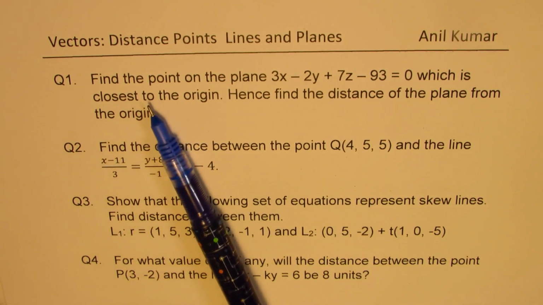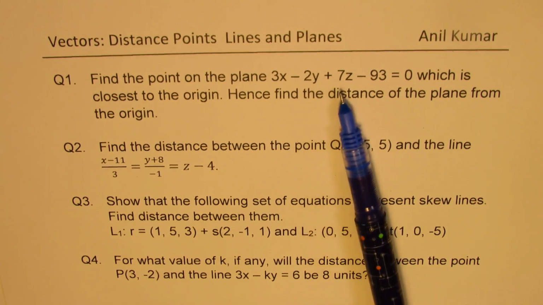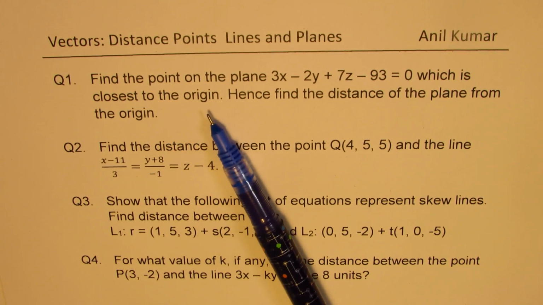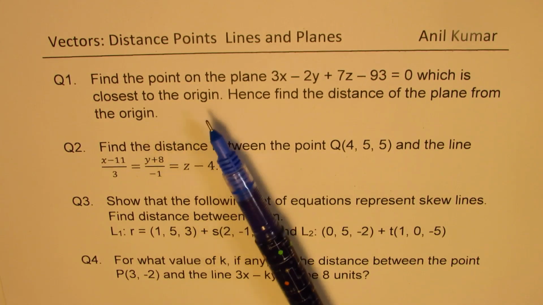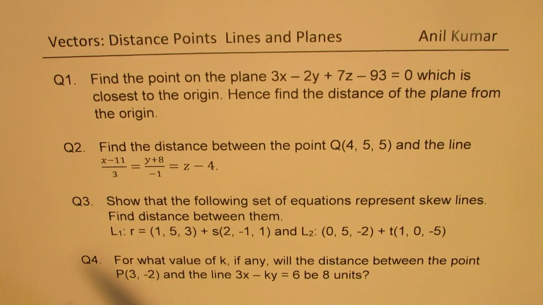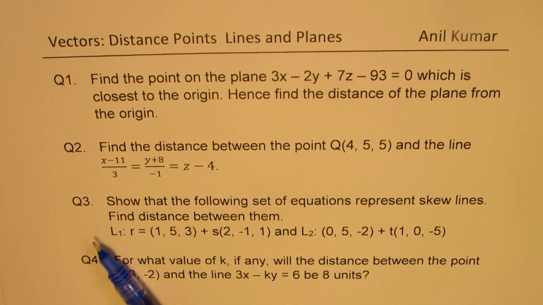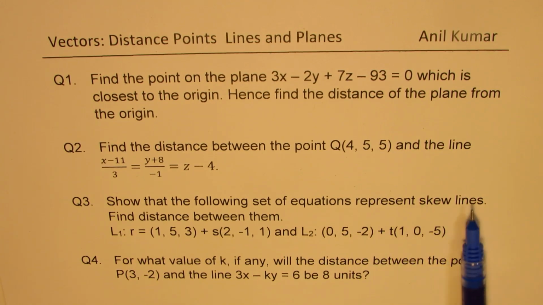The very first one here is: find the point on the plane 3x minus 2y plus 7z minus 93 equals 0, which is closest to the origin. Hence find the distance of the plane from the origin. You can actually solve this from the basic definition of planes. Question 2 is find the distance between the point and the line. Question number 3. Show that the following set of equations represent skew lines.